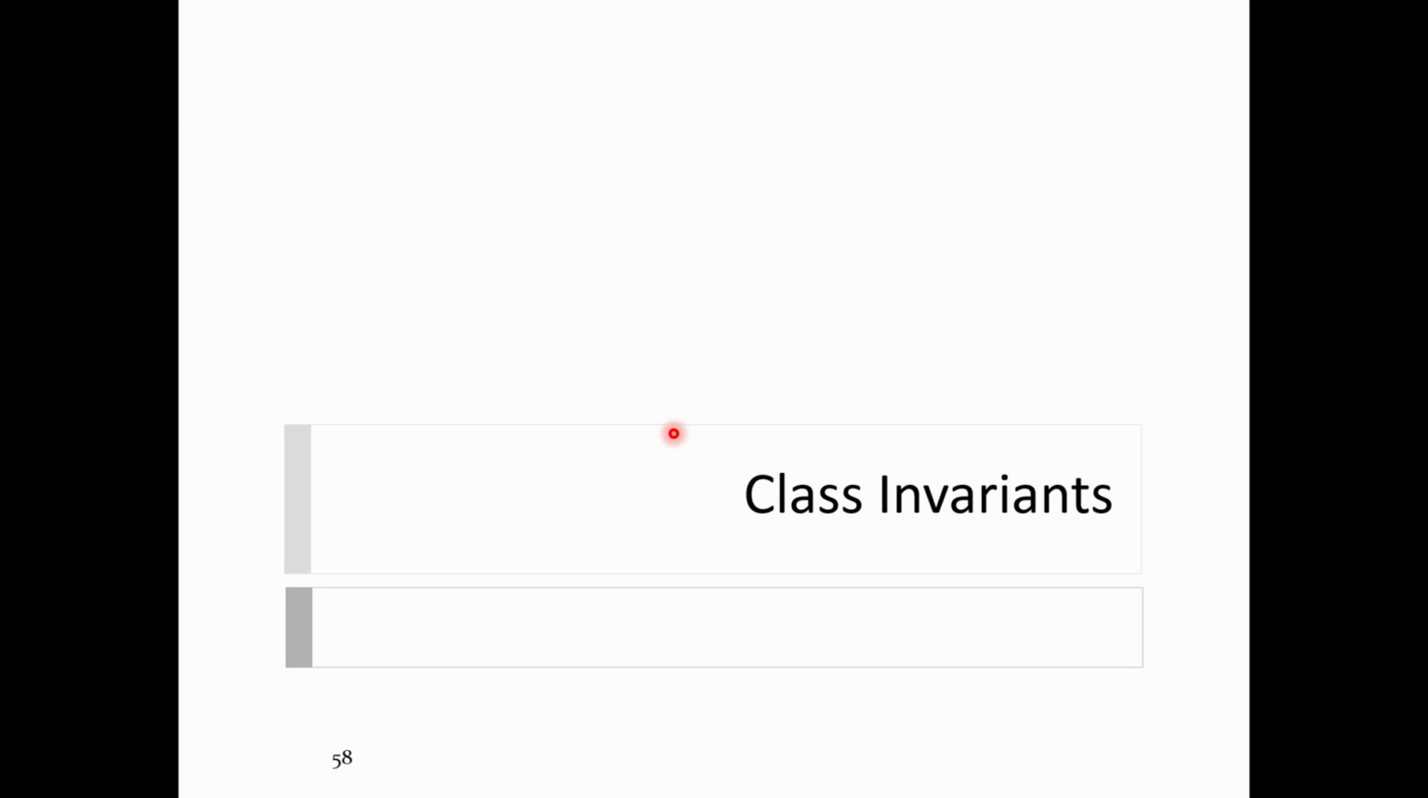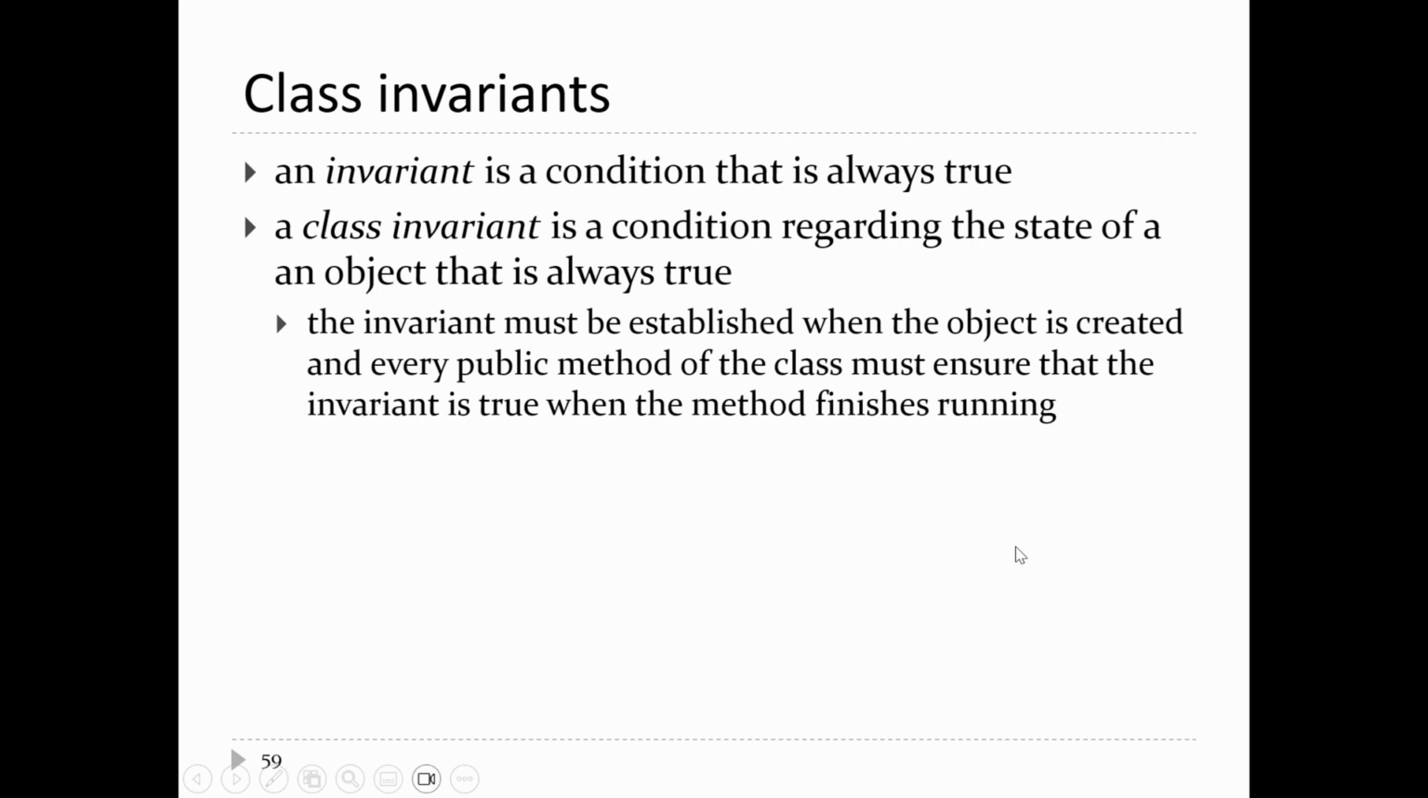Okay, so there's one more thing we need to talk about that involves conditions, and these things are called class invariants. An invariant is another kind of condition. A condition can be true or false, so it's just a logical statement. An invariant is a condition that's always true, and that's why it's called an invariant. It's a condition that never changes and is always true. So a class invariant is a condition regarding the state of an object that is always true.